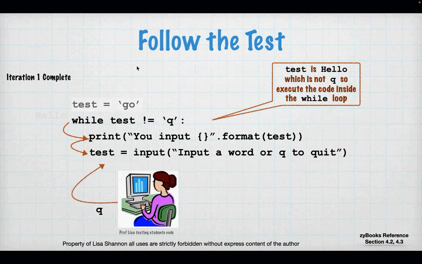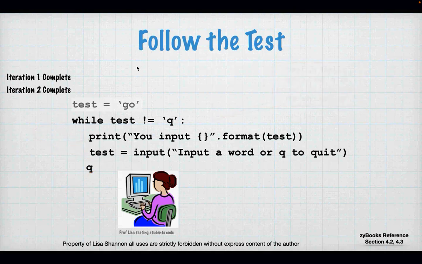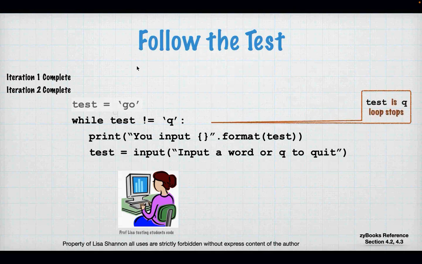So now, handy dandy Professor Lisa here enters Q. So the second iteration is now complete. And so what Python's going to do is it's going to say test is now Q. Q is not equal to Q, and that's false. So it's not going to go inside of the loop.